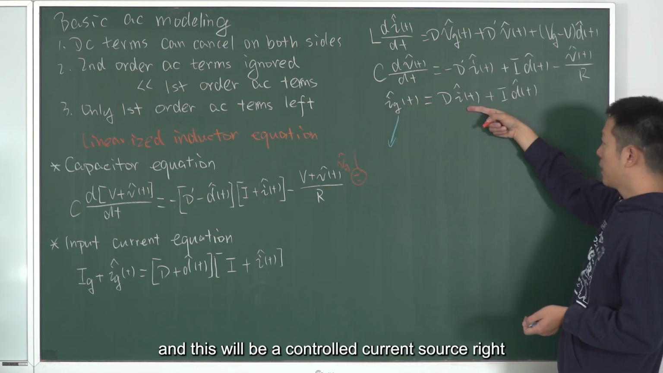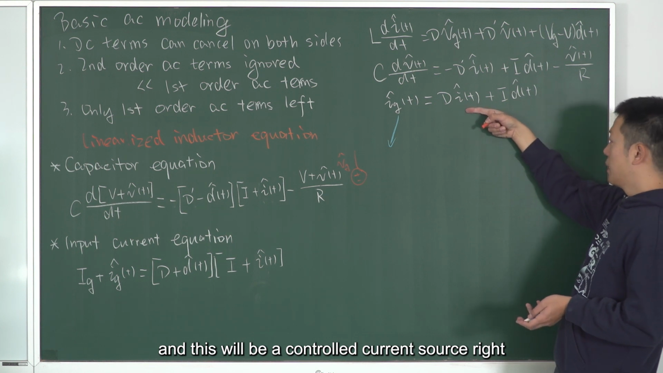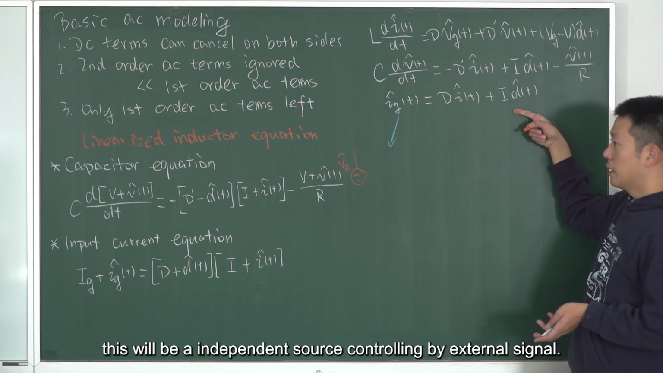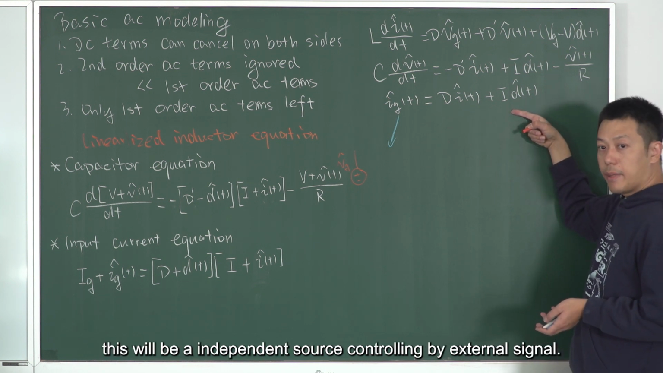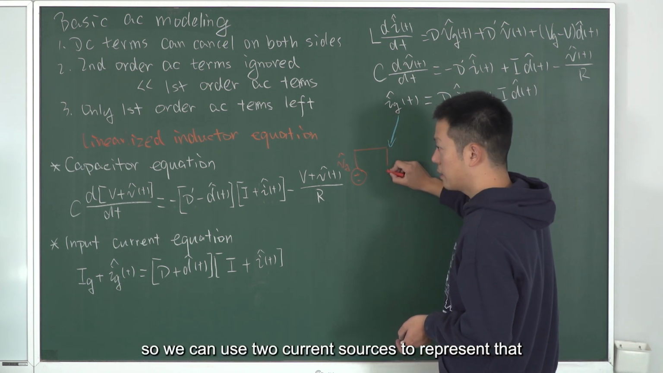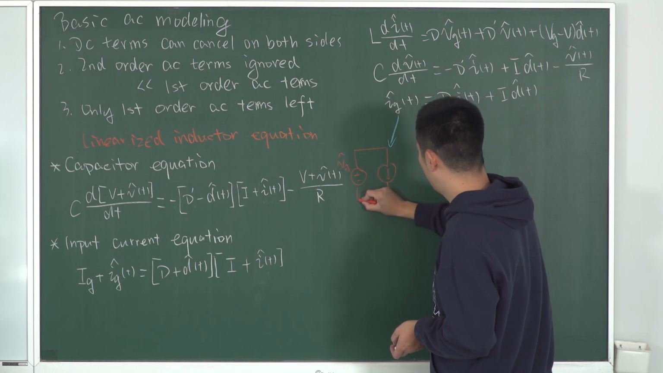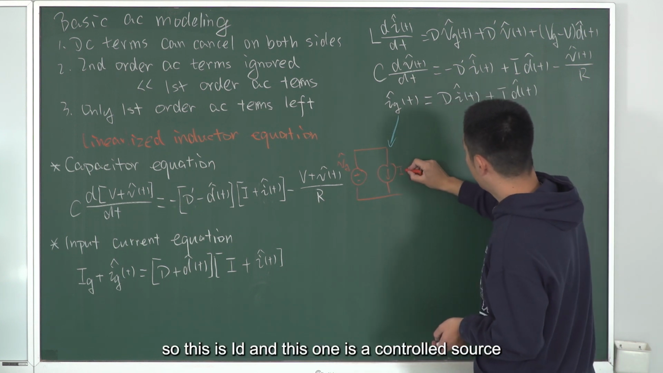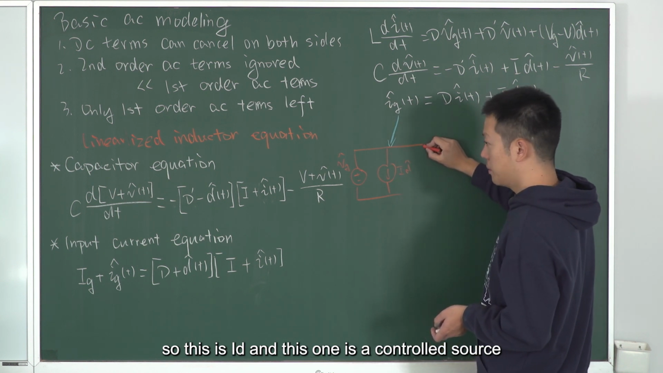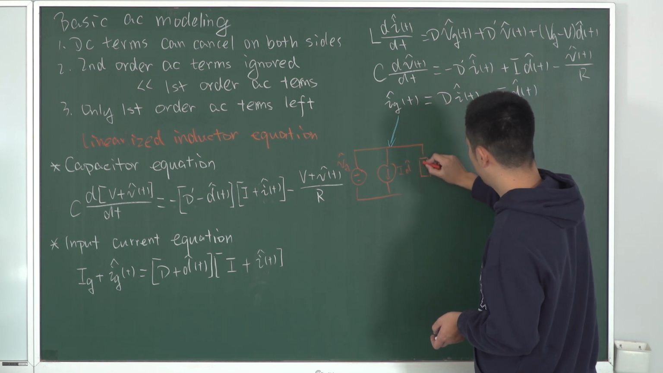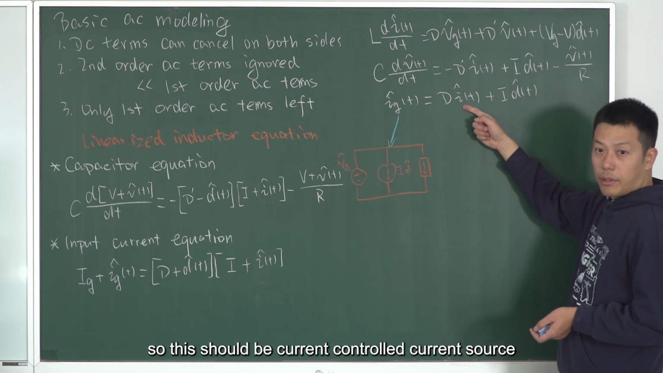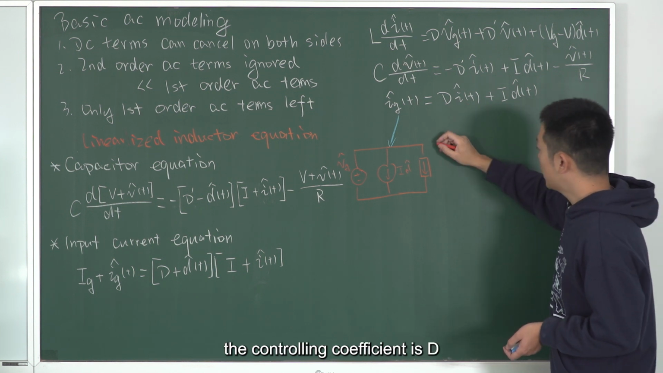Right? And this will be a controlled source, right? Controlled current source. This will be an independent source controlled by an external signal. So we can use two current sources to represent them. So this is ID, right? And this one is a controlled source. So this should be a current controlled current source. The controlling coefficient is D.